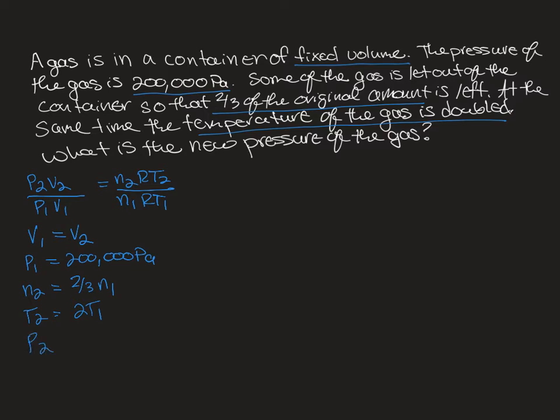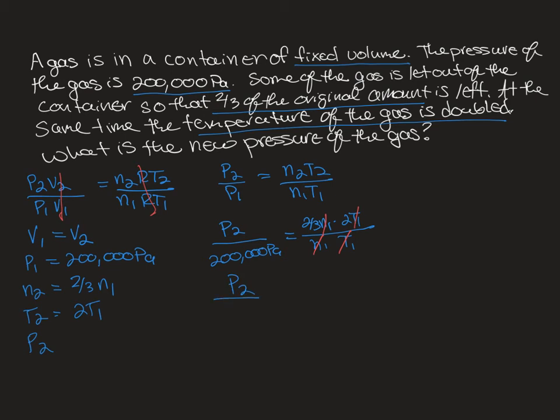All right, so if I go back up here, I can cancel out V2 and V1 since they equal each other. And we can always cancel out the ideal gas constant since it is a constant. That leaves me with P2 over P1 equals N2T2 over N1T1. So P2 is my unknown. P1 is 200,000 pascals. N2 is 2/3 of N1. And T2 is 2 times T1. And then we leave the N1 and the T1 on the bottom. I then can cancel out the N1s and the T1s.